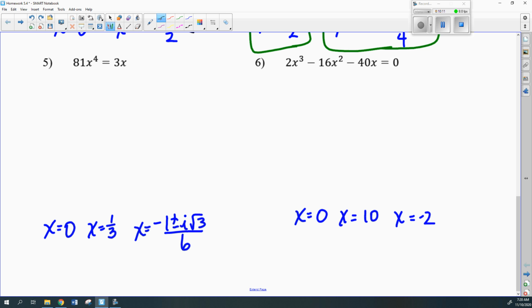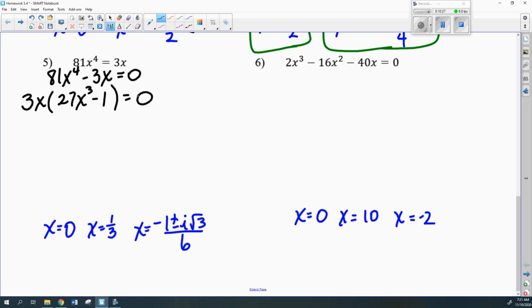So in number 5, you do need to make it equal to 0 first. All right, and then you'll want to look for a GCF, and you can actually take out a 3x. And then I notice I have an x cubed in my binomial, so I look to see if the other numbers are cubes, and they are. So this is a cube problem in terms of factoring the sum or difference of cubes. You need a binomial and a trinomial.